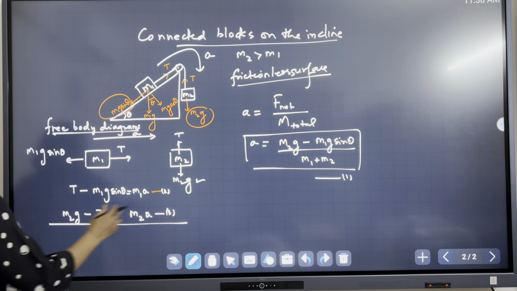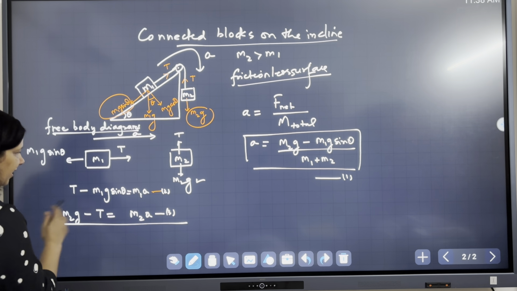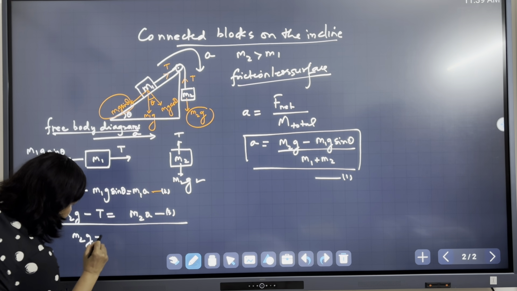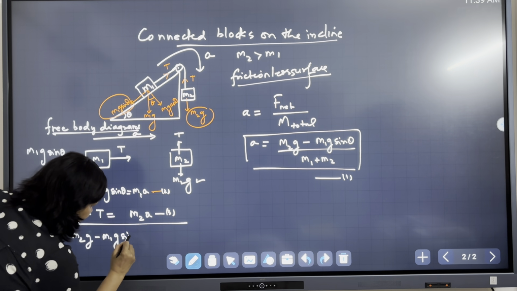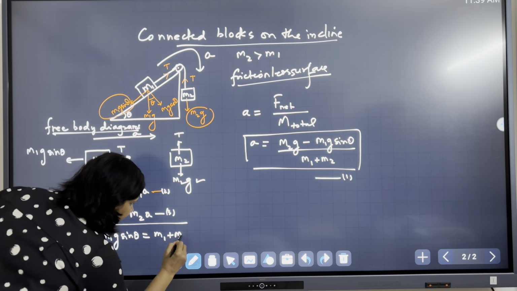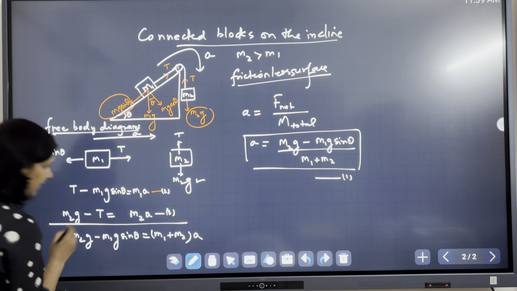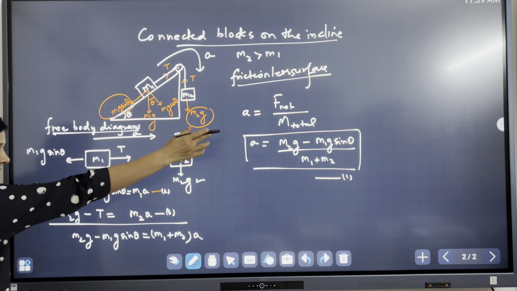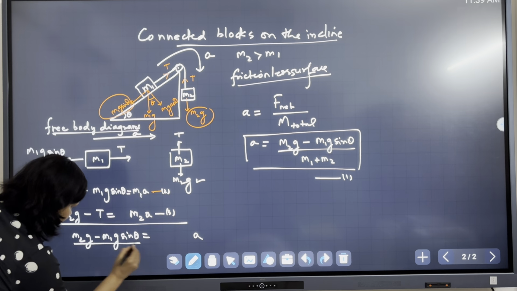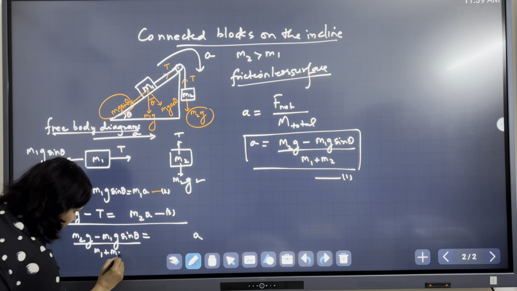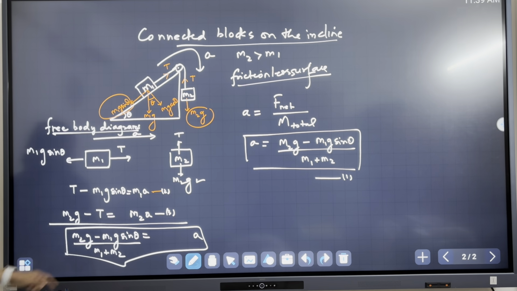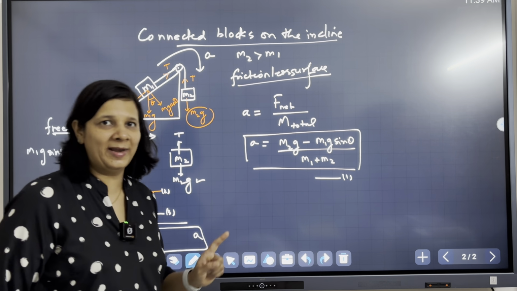Okay. So, we will get that acceleration, and from here also you will get (m2 g minus m1 g sin theta) divided by (m1 plus m2). Again I am showing, this I am getting by adding these two equations. You will get the same result. So this m1 plus m2 will come here and you will get this acceleration, the same result. I just wanted to show you again from the free body diagram.